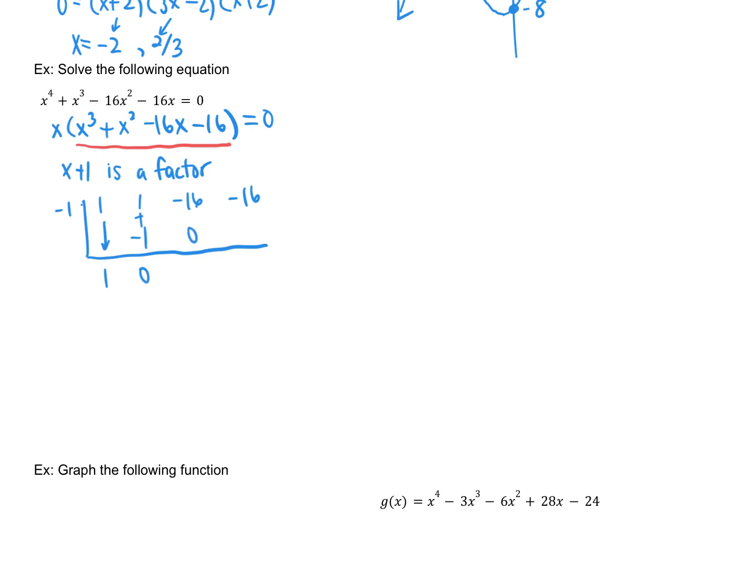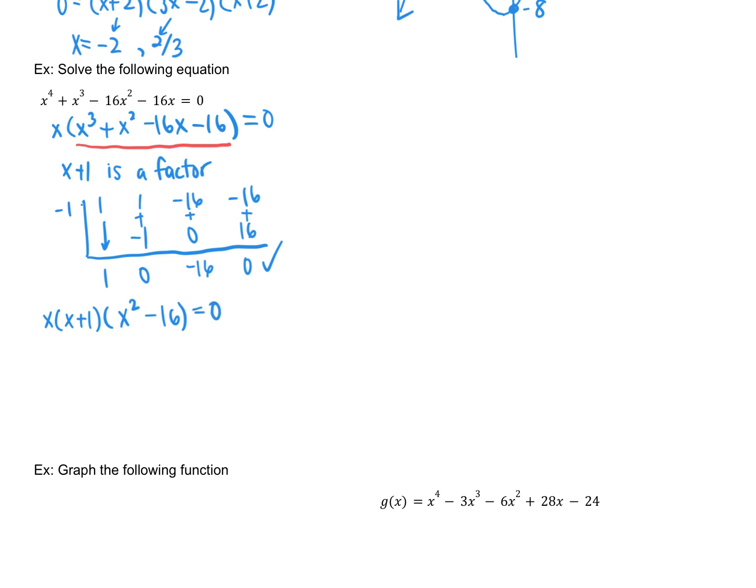0 times -1 is 0. Add these up and I'm at -16. -1 times -16 is +16. Add those up. There's my 0 remainder. So what are we left with? X plus 1, and the common factor x out in front. So the x first, the x plus 1, and then because I did a cubic, power 3 divided by power 1, I will be left with a quadratic. So x squared, then plus 0x, which I'm not going to write, and then minus 16 equals 0.